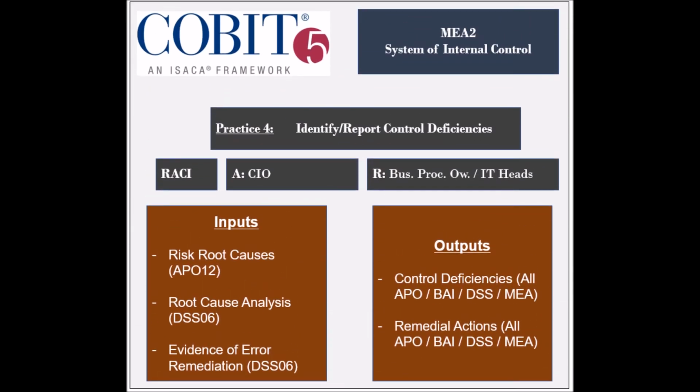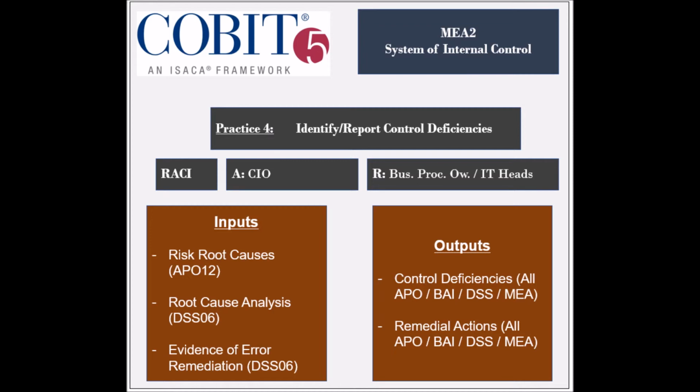The fourth practice is to identify and report control deficiencies. The entities responsible include the business process owners, the audit function, and several IT heads and managers. The entity held accountable is the Chief Information Officer. The practice receives several inputs that include the risk root causes from the MEA02 process, the root cause analysis, and the evidence of error remediation, both from the DSS6 process.